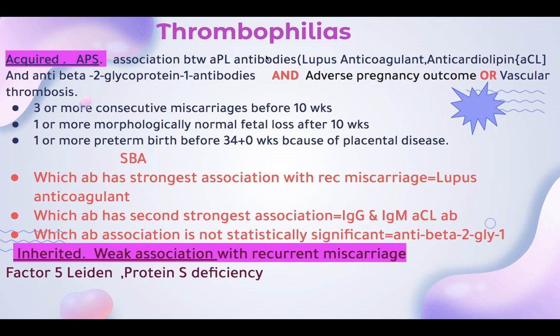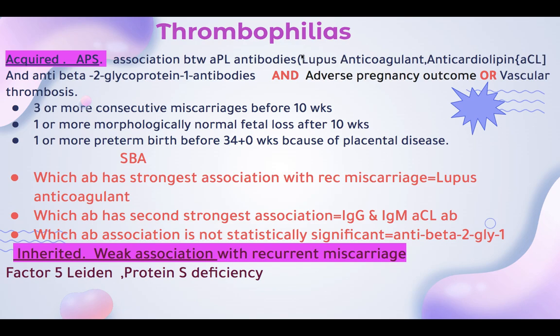What are the antibodies? There are 3 types of antibodies. Antibodies and then adverse pregnancy outcome. So it is a combination of 2 things. One is the antibody and the other is adverse pregnancy outcome. Their combination is called antiphospholipid syndrome. Now we will discuss in detail the antibodies, and we will also discuss the adverse pregnancy outcome. Okay, so what have we combined in antiphospholipid syndrome? Antibodies and adverse pregnancy outcome. This is the combination of these 2 things. What sort of antibodies are we going to discuss?